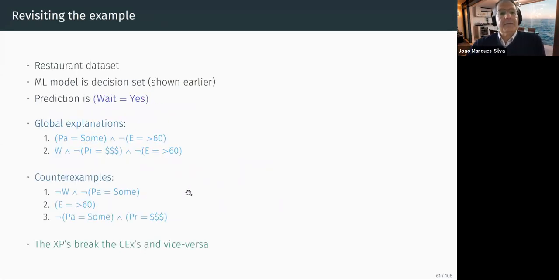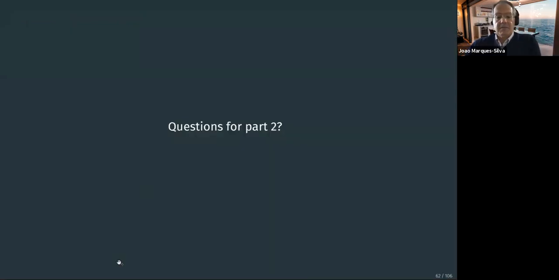Just to show how this works, I have the restaurant data set. Again, the model is the decision set I showed before, and the prediction is wait yes. I have two explanations. Why? Because I have two rules, and I'm assuming I cannot simplify them. And I have three counterexamples, each one of the other rules which predict no. Again, we can do this by hand, and show that each counterexample breaks one of the explanations and vice versa. Are there questions?